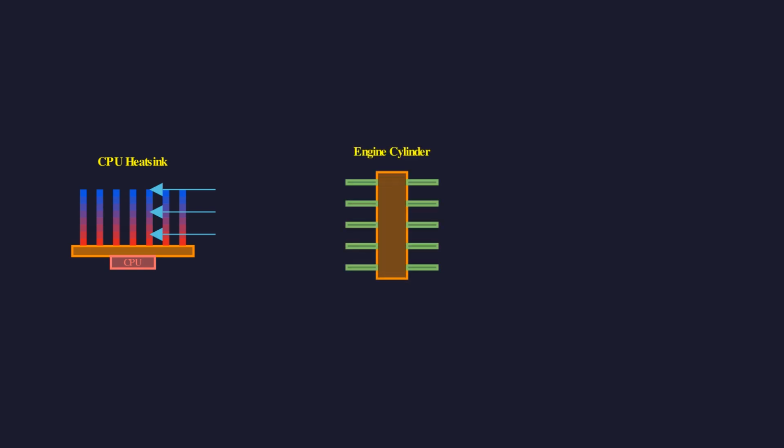Fins are everywhere once you know what to look for. Computer heat sinks use aluminum fins with forced air convection to keep processors cool. Motorcycle engine cylinders use cast fins in natural convection. Large area compensates for low h. Car radiators use corrugated fins between flat tubes, handling large heat loads compactly.